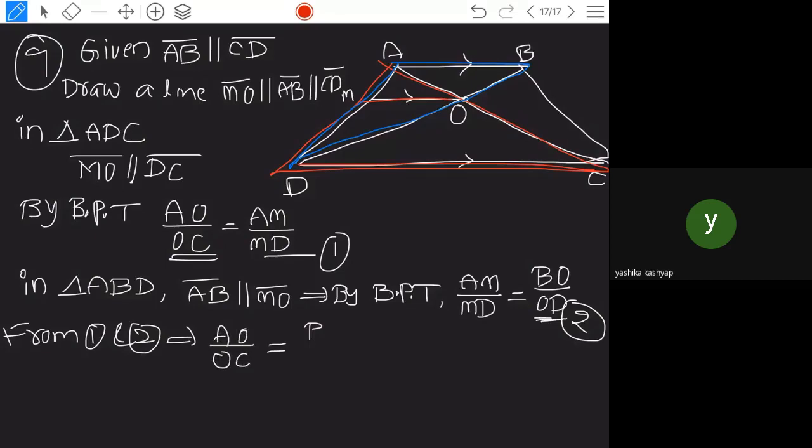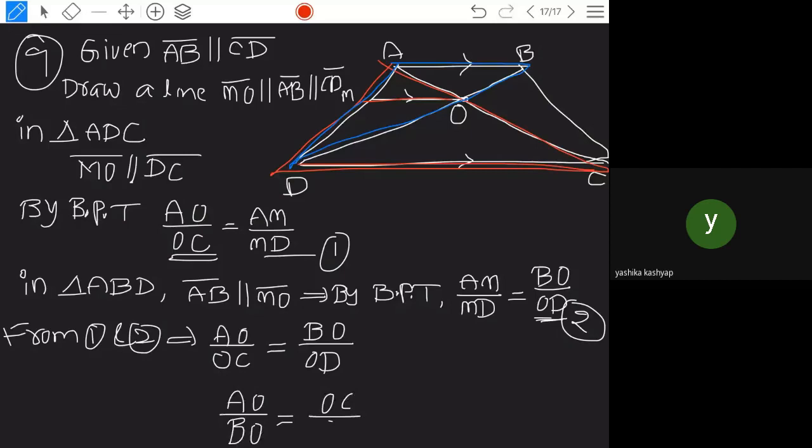And take these two, interchange. Bring BO here, take OC there. So what do you get here from that? AO by BO is equal to OC by OD. So this is only asking you to prove.